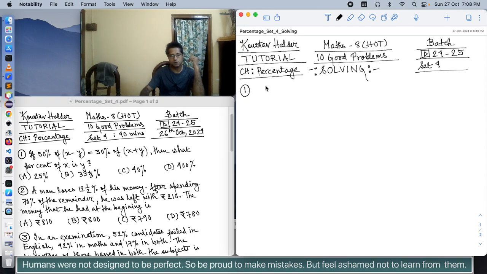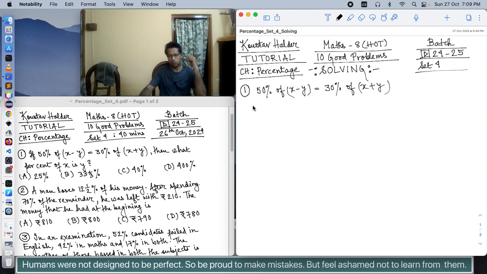The first problem says that if 50% of x minus y is equal to 30% of x plus y, then what percent of x is y? We are given that 50% of x minus y is equal to 30% of x plus y. So let's see what we can derive from that. It is given that 50% of x minus y is equal to 30% of x plus y.